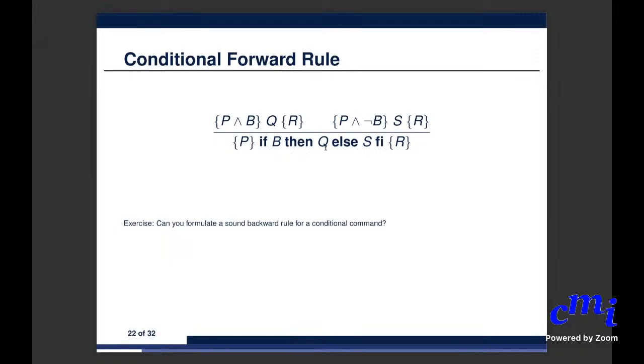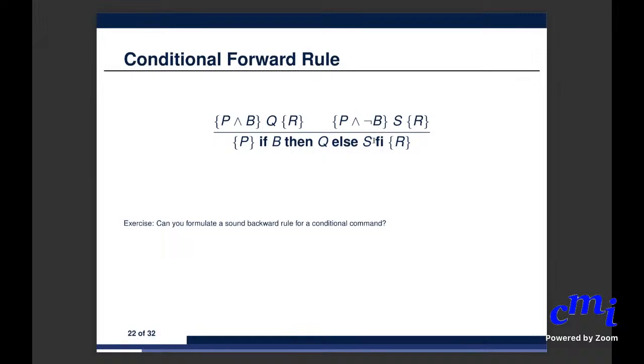Okay, so Q is executed when B is true. So if you know that if you start in a state in which P is true, the precondition P, and the Boolean B happens to be true, and then you execute Q, suppose R is true. Similarly, if S is such that P and not B is true in the precondition, and then R is true in the postcondition, then you can conclude that if you start with P and execute this, if B, then Q, else S, then R would be true.